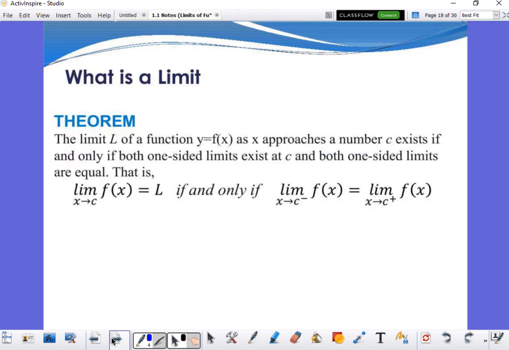Anyway, so let's take a look at the next one. So right here, the limit L of a function y equals f of x approaches number c if it exists only if both one-sided limits exist at c and both one-sided limits are equal. So it exists if and only if the left and right together come together at that spot.